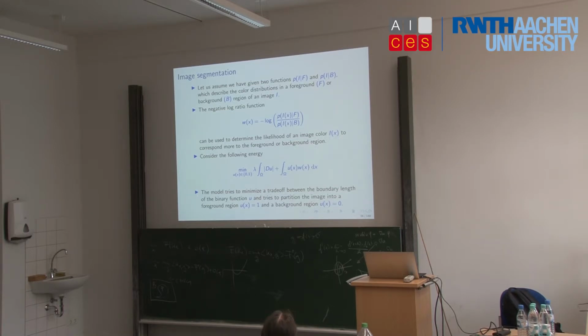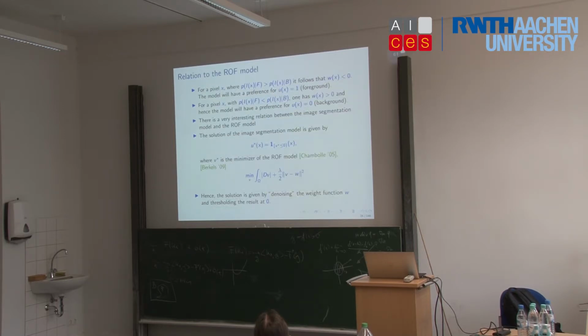Therefore, the model tries to minimize the trade-off between the boundary length of the segmentation and partitions the image into a foreground region where U of x is 1 and a background region where U of x is 0. So this I have already explained. For a pixel where the probability of the foreground is larger than the probability of the background, W will be negative, and if it is vice versa, then W will be positive.